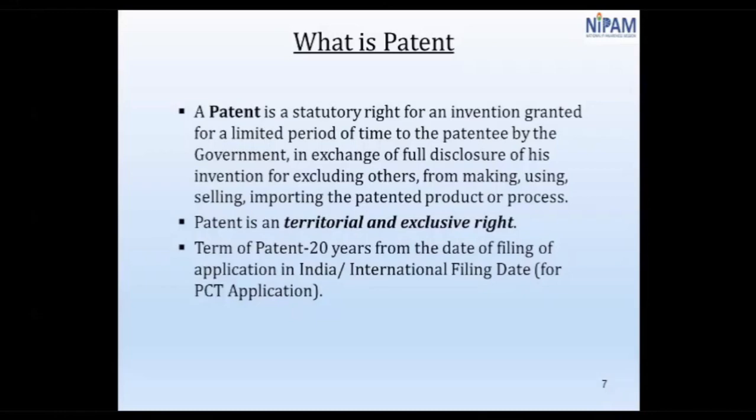There are four important points about a patent. It is given by the government. In India, it is for a limited period of time. The inventor has to disclose everything about the invention to the government, and it protects that product or process from stealing. A patent is a territorial and exclusive right.